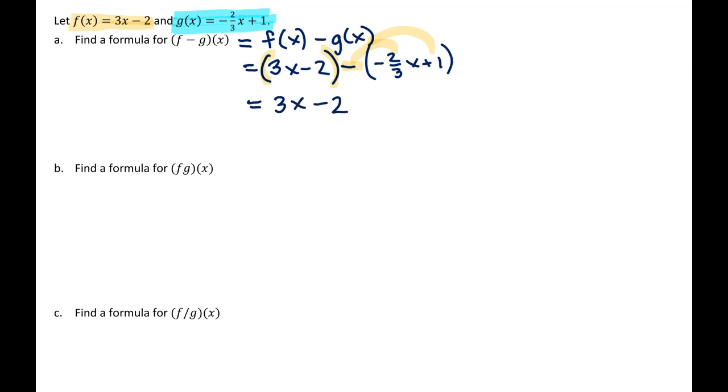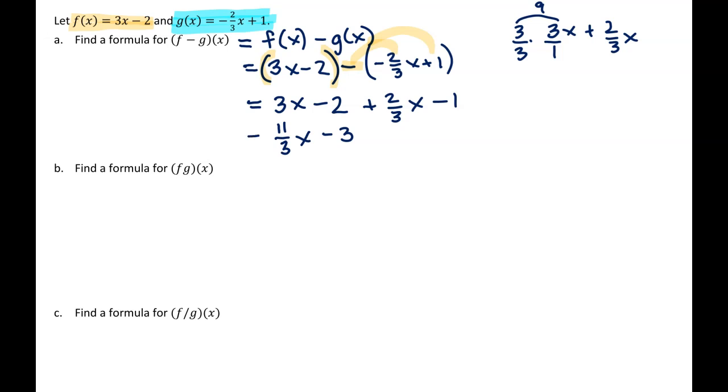This will turn into 3x minus 2 plus 2/3 x minus 1. The negative 2 minus 1, that's not so bad. That's a negative 3, but the 3x plus 2/3 x needs just a little bit of thought. We're going to have to multiply that first one by 3 over 3. So we have 9/3 x plus 2/3 x, which will be 11/3 x minus 3. And that is the new function f minus g of x.